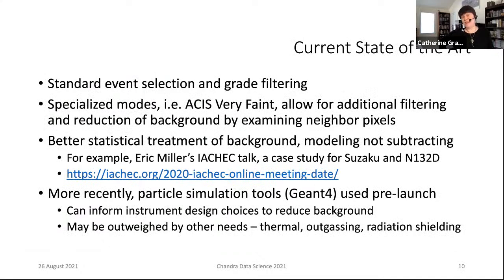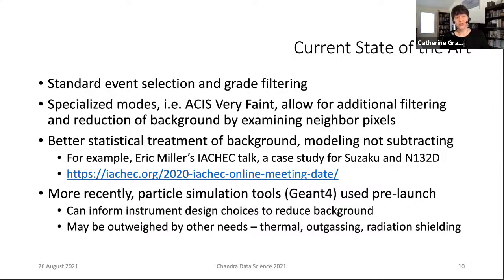So this is where we are today. This is the current state of the art. We do standard event selection and grade filtering. There are a few specialized modes, and the ACIS very faint mode is an example, which allow for additional filtering and reduction of the background by examining the nearest neighbor pixels around your event.